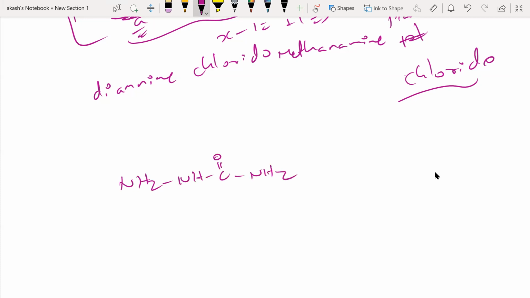Correct? Semicarbazide? Yes, sir. Now we are talking about this NH2 and this NH2, is it not? You easily understand that this has a lone pair, this also has a lone pair, correct? But what you need to understand is, this is an amide kind of linkage. This lone pair is actually involved in resonance with the carbon, that is C double bond O. So, this lone pair is not available.